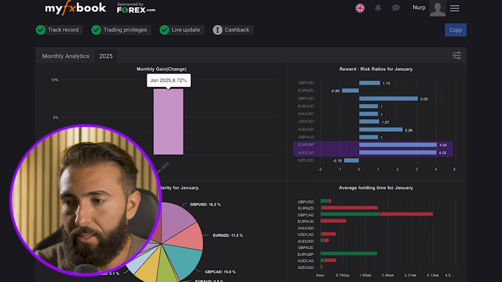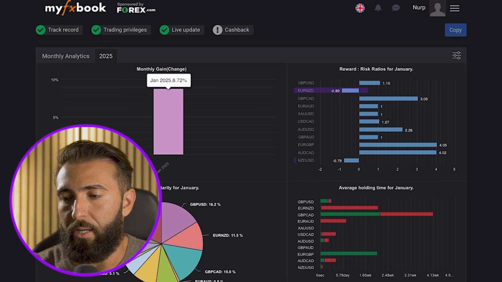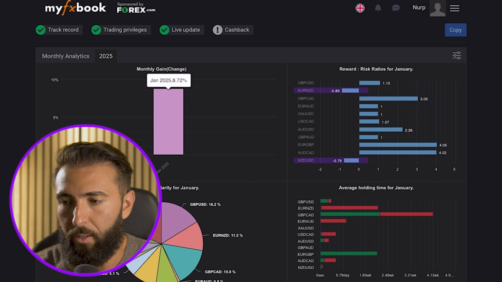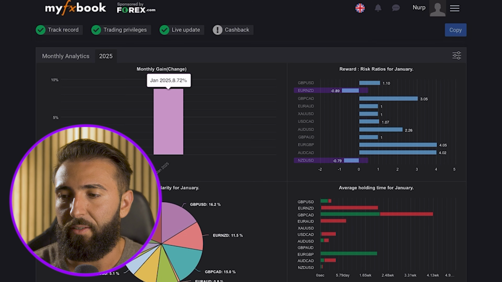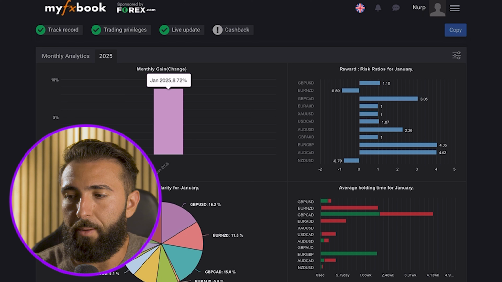Now on the flip side of this, if I was to look at Euro NZD or just down below it is NZD USD, it was negative 0.7, and then up top at Euro NZD was negative 0.89. Now this is just telling me the most profitable pairs for that month.